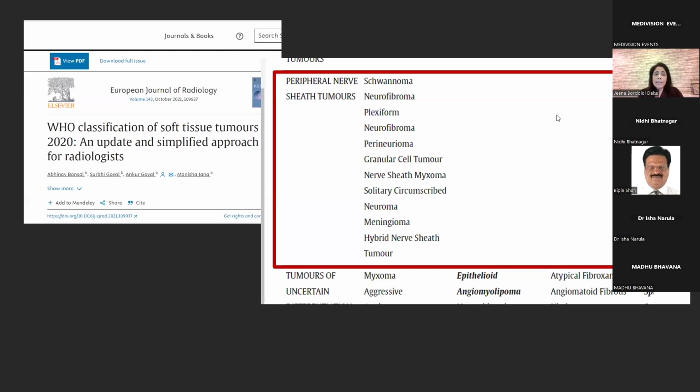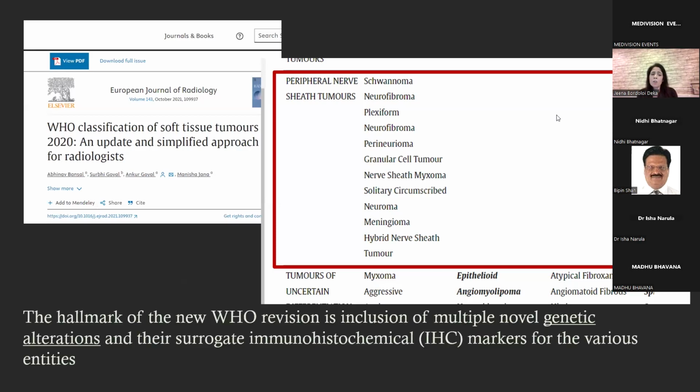So again, in 2020, the WHO classification was updated. And so we have these varieties of peripheral nerve sheath tumors, that is schwannomas, neurofibromas, plexiform neurofibromas, perineuromas, a granular cell tumor, nerve sheath myxoma, solitary circumscribed neuromas, meningiomas, hybrid nerve sheath tumors. And the main hallmark of this new WHO revision is the inclusion of multiple novel genetic alterations and the surrogate immunohistochemical markers for the various entities.